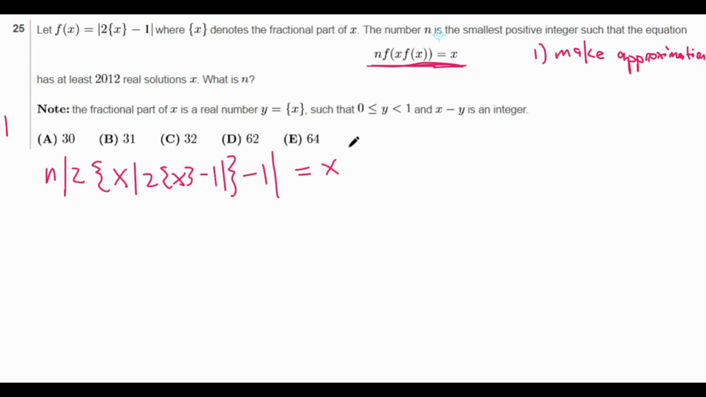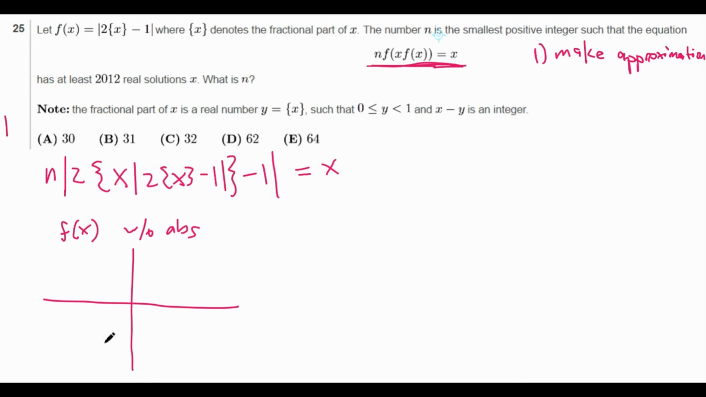Now that we have something we might be able to use, the fact that we don't have to do everything exactly, let's first see what f(x) actually is. I'll first graph f(x) equals 2 times the fractional part of x, minus 1, and then we'll take absolute values after that. So here is the graph of f(x) without the absolute value.